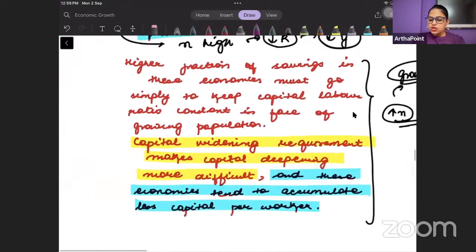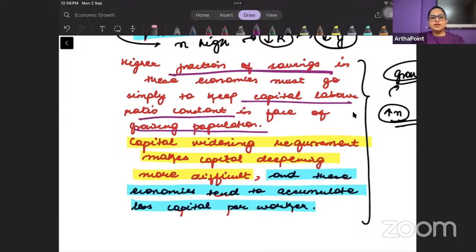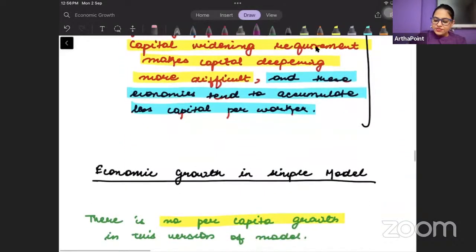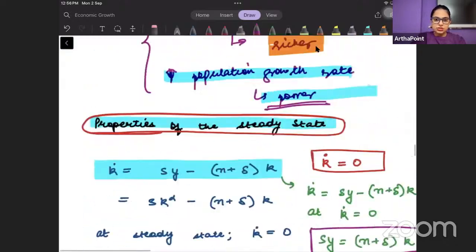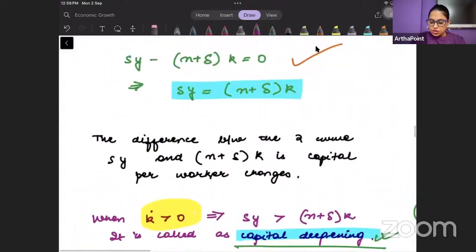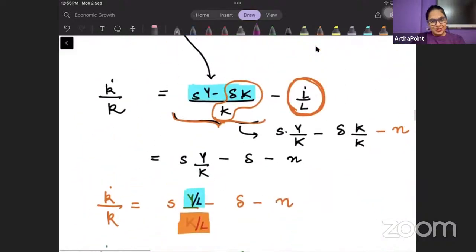So those economies which are growing, which have growing population, right? In order to keep this small k constant, they would need higher savings. They will have to increase their savings. Then they will be able to ensure that they still keep their growth constant, right? Now we have seen in the last class what capital widening and capital deepening are, right? Try to understand that. If you just revisit the concept we had done in the last class, you will understand that one talks about only capital K, whereas the other talks about the small k, right?